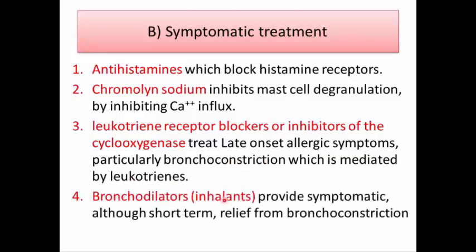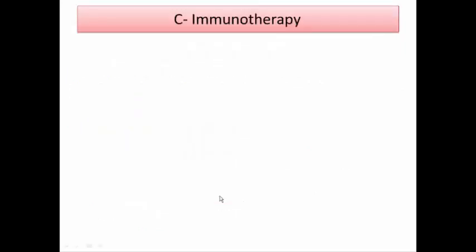The last one is bronchodilators, the inhalants. In bronchial asthma, where there is bronchoconstriction, they provide symptomatic relief of shortness of breath. But this will be short term. So what is the effective therapy? The immune therapy. It is effective, but it takes a long time.